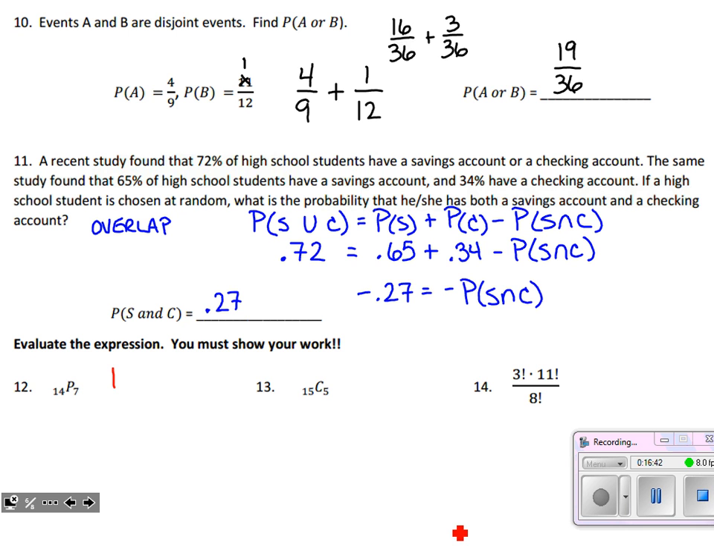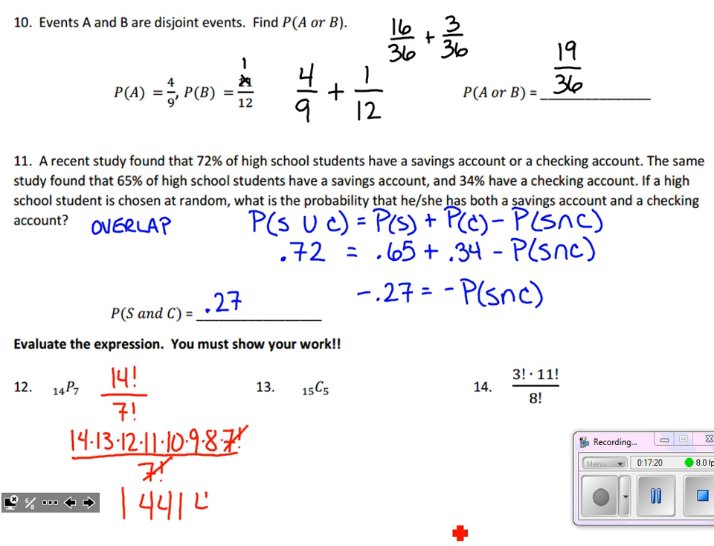So for number 12, we've got 14 factorial over 14 minus 7, which is 7 factorial. And to simplify that, all we're going to do is expand the larger factorial until it matches the smaller one. So 14 times 13 times 12 times 11 times 10 times 9 times 8 times, then it finally matches. We get to 7 and it's going to keep counting down just like the denominator does. So we get our cancellation to occur, then we can turn to the calculator and we get 1,441,440.